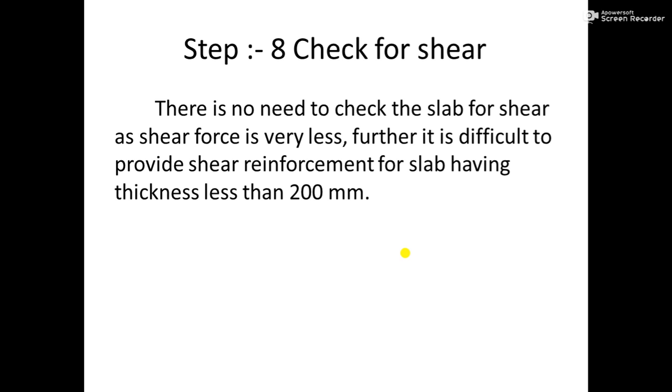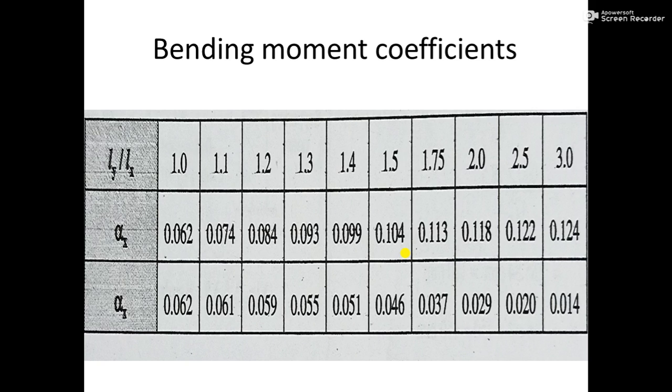Then check for shear. There is no need to check the slab for shear, as shear force is very less. Further, it is difficult to provide shear reinforcement for a slab having thickness less than 200 mm. So shear check is not required for one-way and two-way slabs. These are the bending moment coefficients.